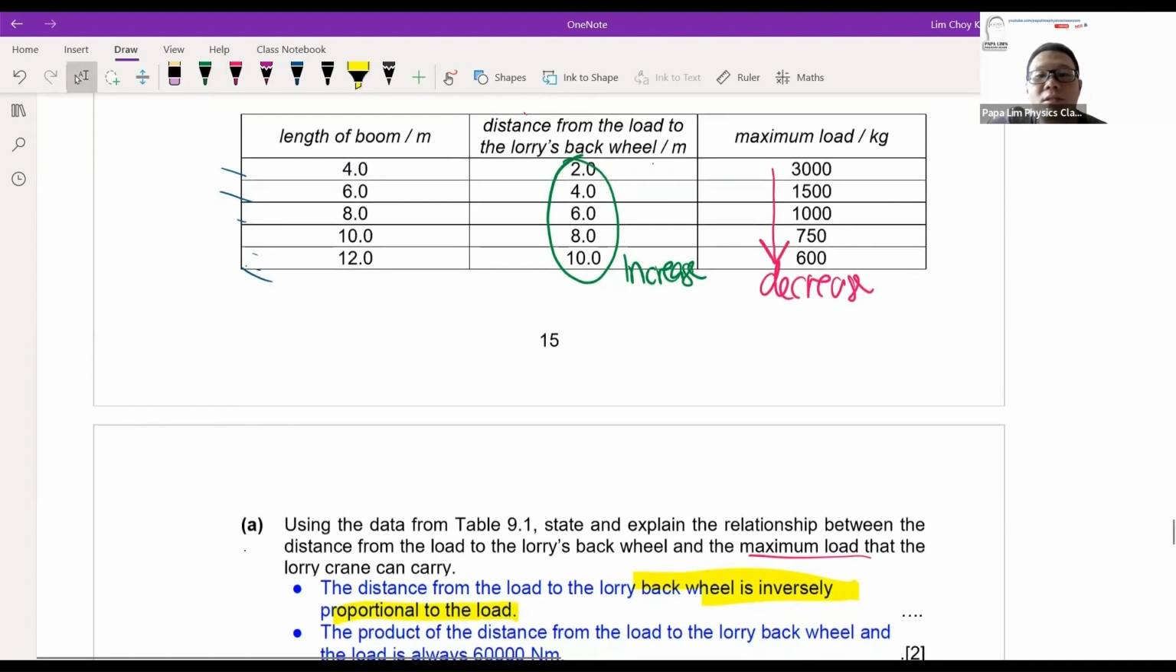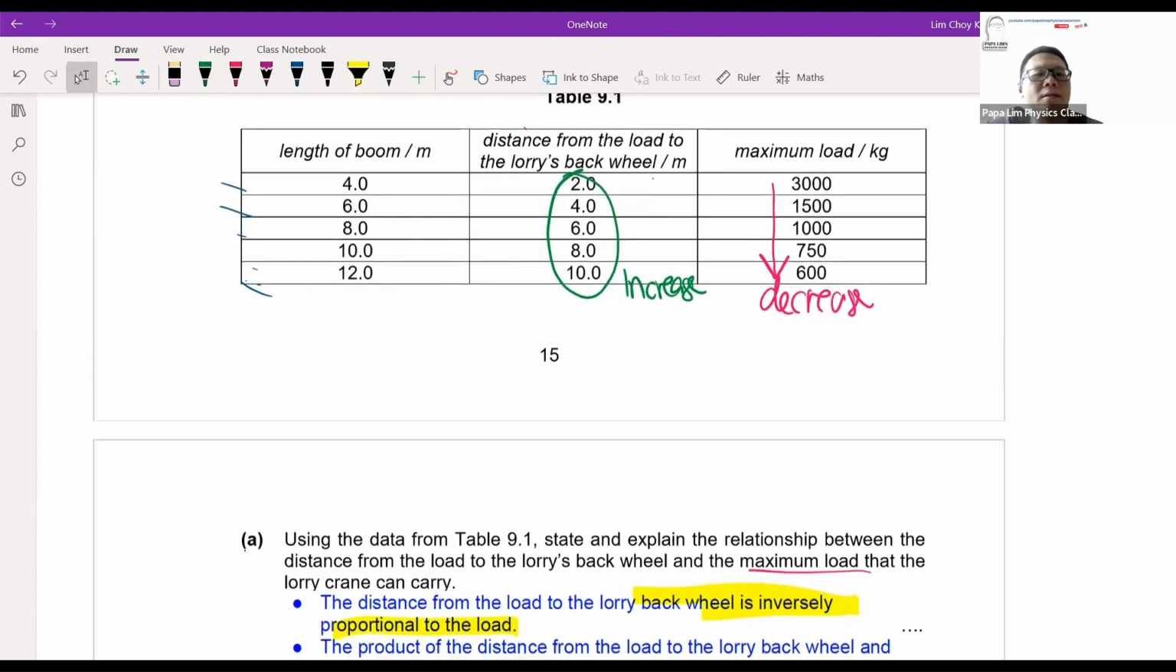Then after that, one of the interesting things that you need to take note of is the relationship between the 2 of them, distance and loads.